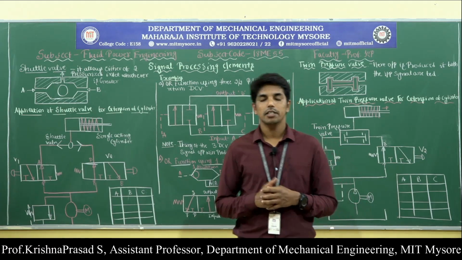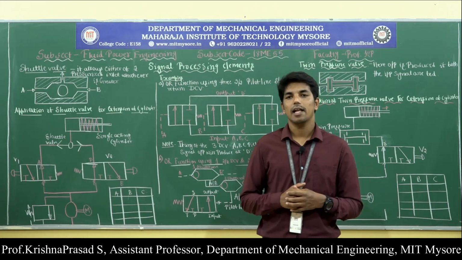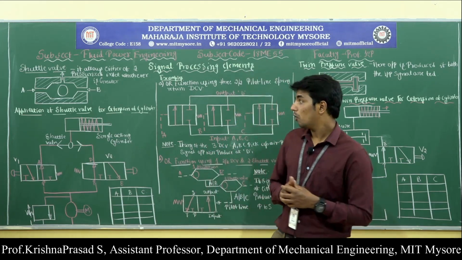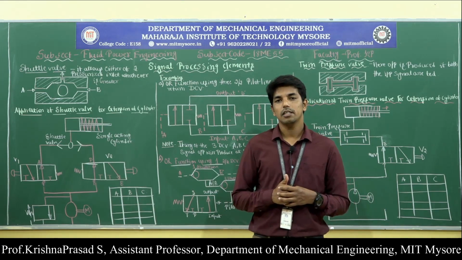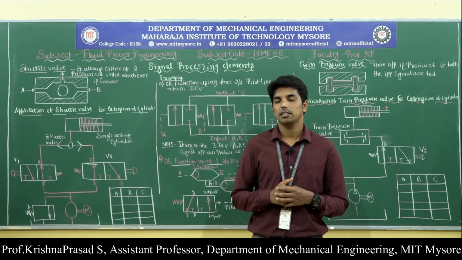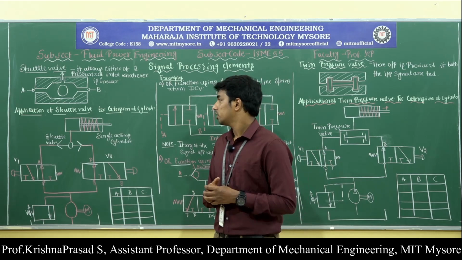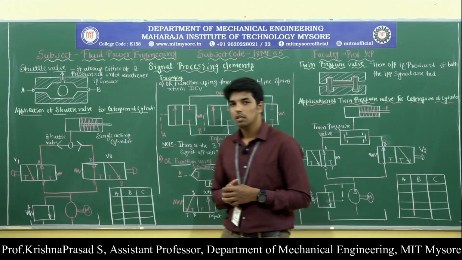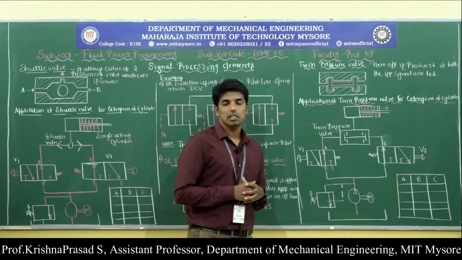In today's class, we are discussing signal processing elements with the use of logic gates like the AND gate as well as the OR gate system. We all know that in the previous class we discussed the different types of gating systems like the OR gate and AND gate. In today's class, we are continuing with the application of the shuttle valve for the extension of a cylinder, then examples of the OR functions, then the application of the twin pressure valve for the extension of a cylinder.